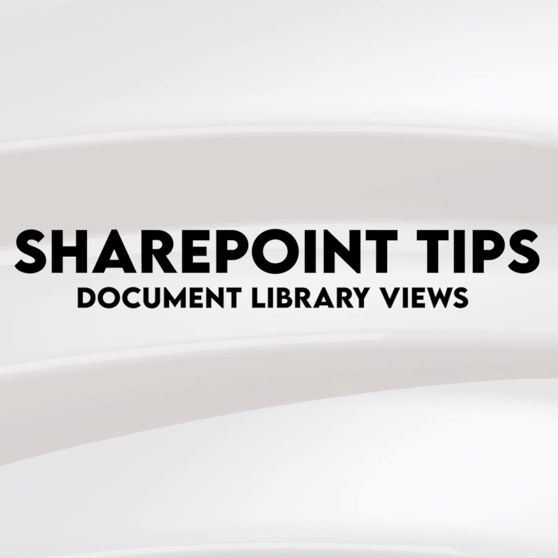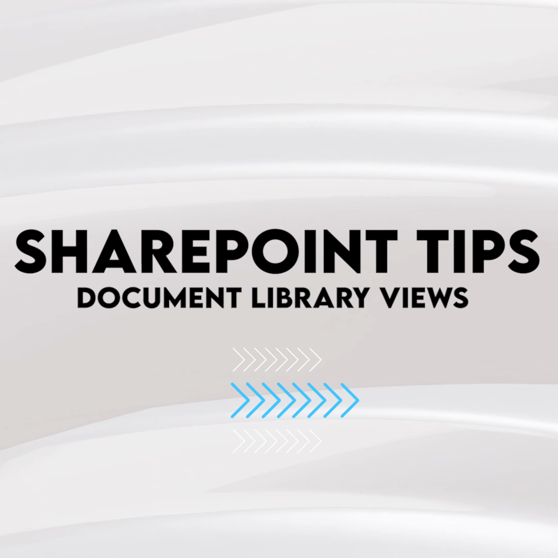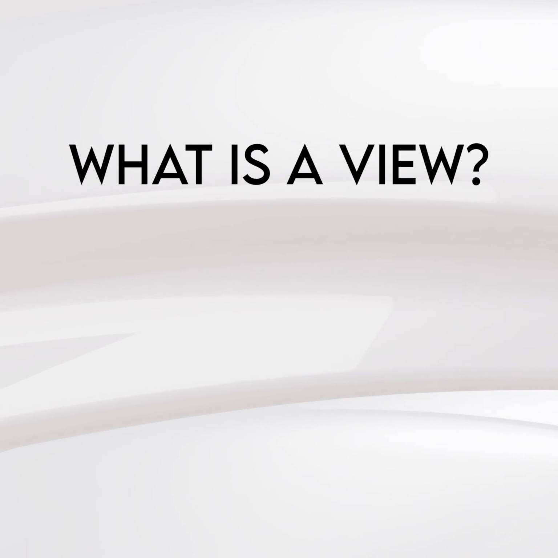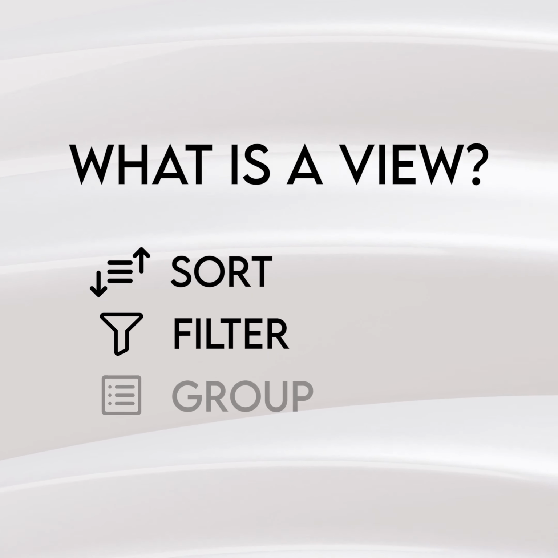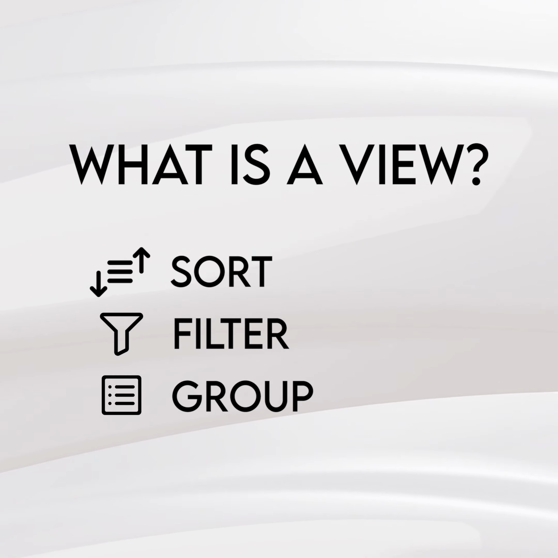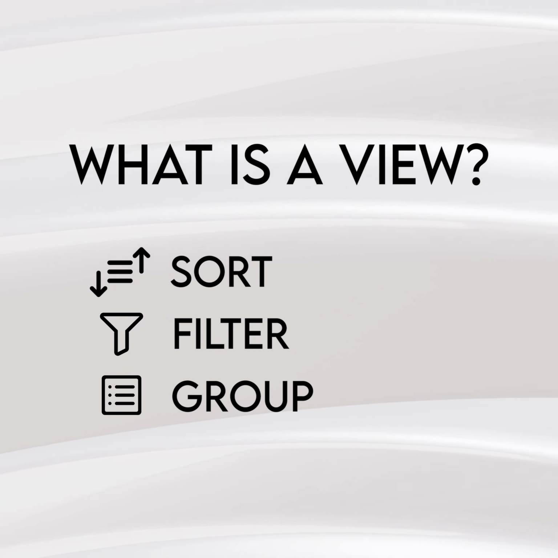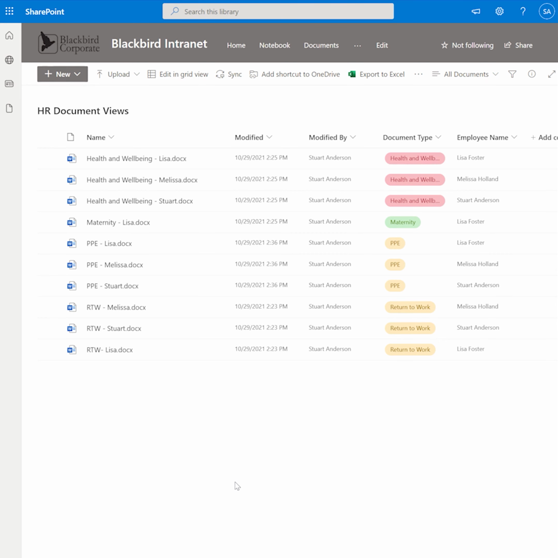In today's SharePoint tip video, we're going to show you the benefits of using views when working in a document library. A view allows you to display the contents of a list in a library in a more meaningful way. You can use sorting, filtering, and group by features as the three key pillars. You can also change column ordering and add conditional formatting. Now here's a few examples of how views work.